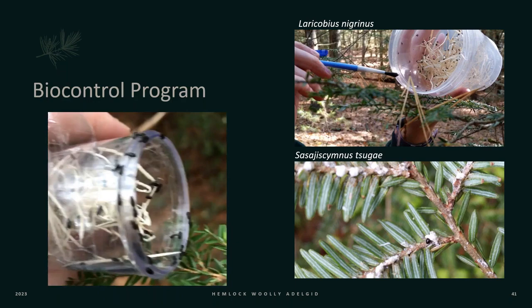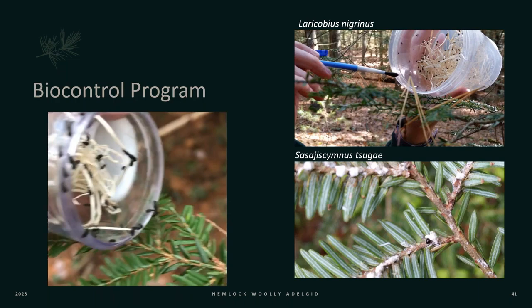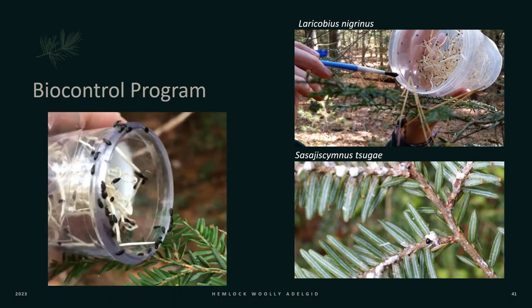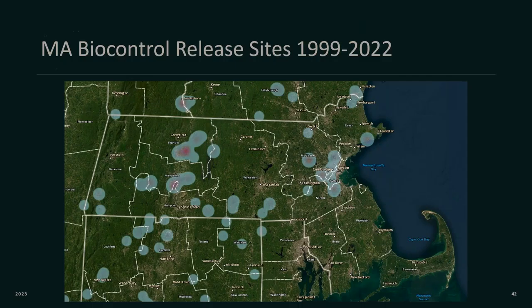And we have not had great success getting them to establish. Part of this is because our winter temperatures fluctuate and our populations of adelgid are not consistent. These beetles need a consistent food source for their populations to survive. There's also thought that they might not survive our winters very well. These are all the sites in Massachusetts where they've been released over the years. We go back and try to recover, but we've had very limited success recovering these beetles.